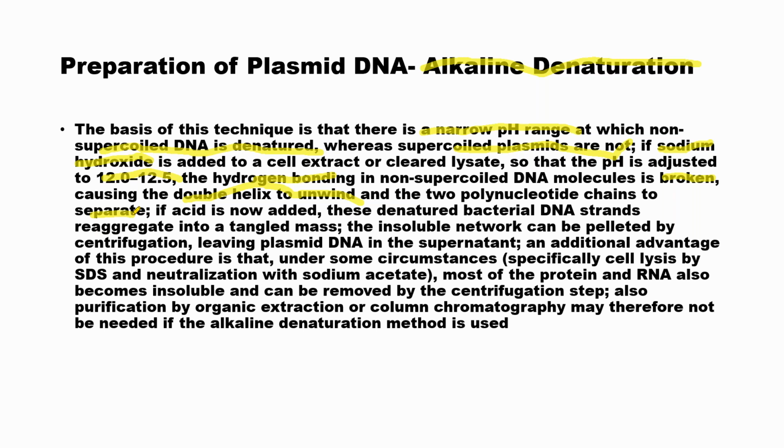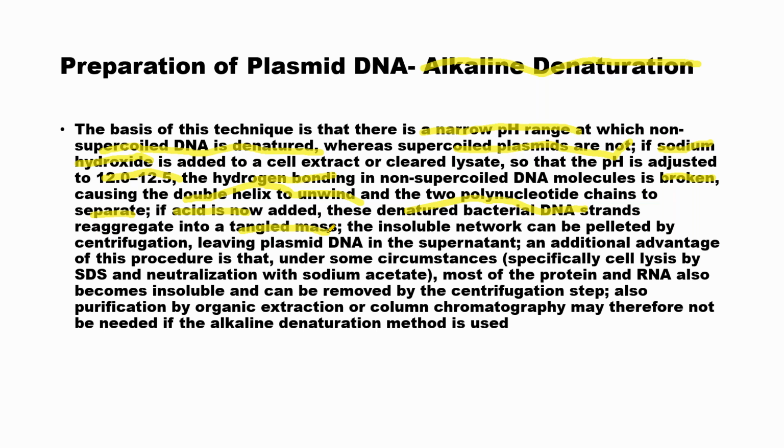In this pH range, in the presence of sodium hydroxide, the hydrogen bonding in non-supercoiled chromosomal DNA is broken. As a result, the double helix is unwound and the two polynucleotide chains are separated. Then, followed by this, acid is added. If acid is added, these denatured bacterial DNA strands reaggregate into a tangled mass.